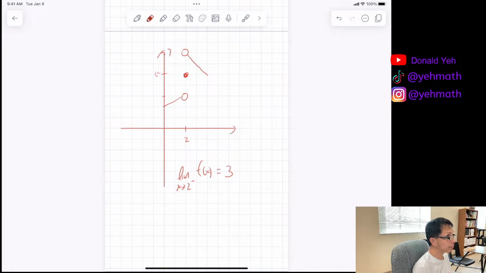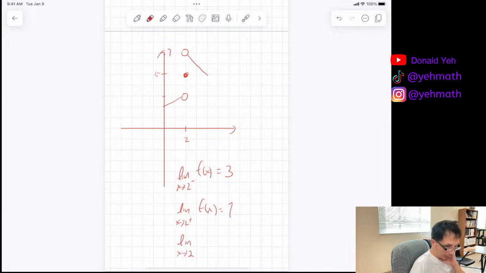Is that okay? How about the limit as x approaches 2 from the right? Is it the same? 7. Good, because you're approaching this way, going into the 7. Alan, do you understand? Okay, so let me ask the last question. How about the limit as x approaches 2?